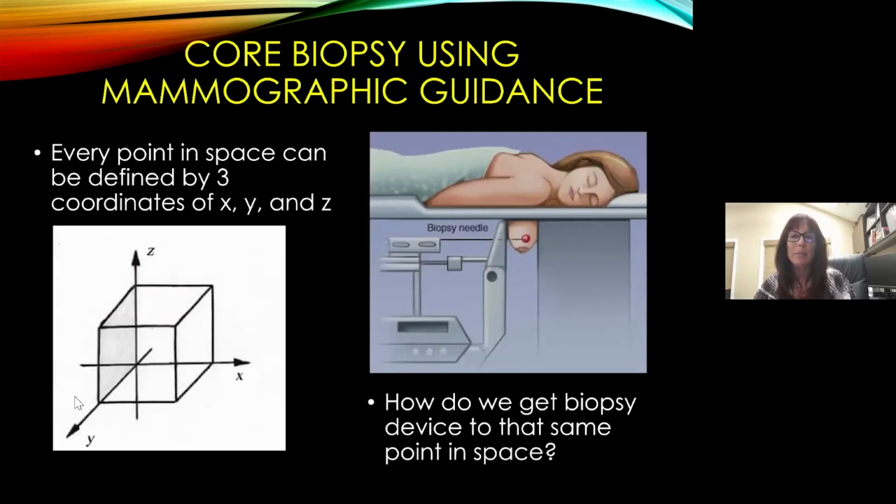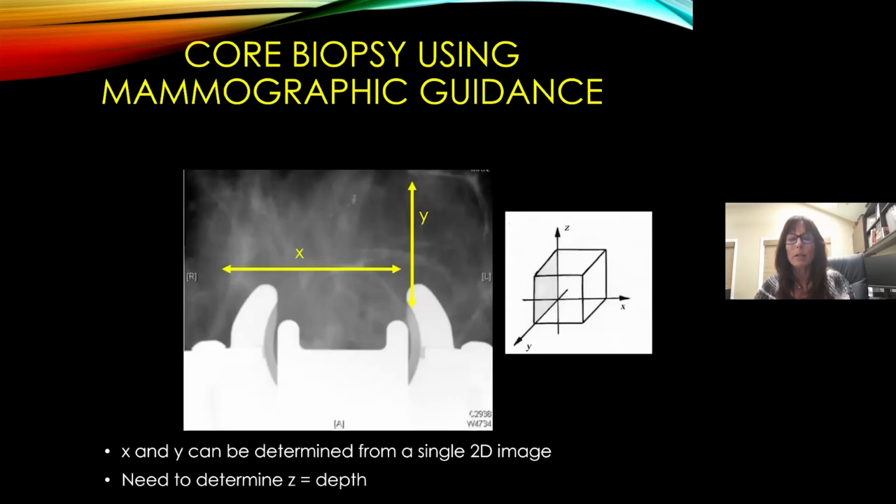So how do we get the biopsy needle to the target? Each point in space, each target, can be defined by 3 coordinates of X, Y, and Z. So the goal of mammographic targeting is getting the needle to the biopsy site. X and Y are very easy to determine from a single 2D image. X is parallel to the floor, Y is perpendicular to the floor. The challenge is determining the depth, or Z, of the target.